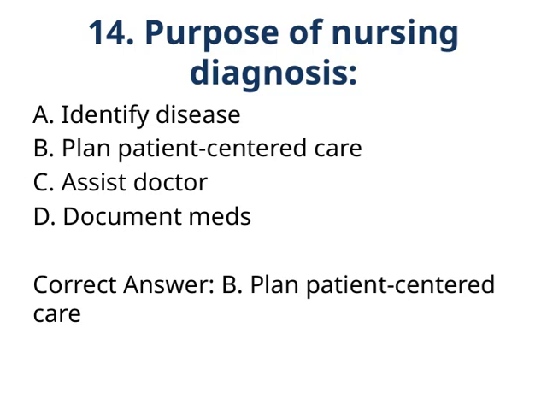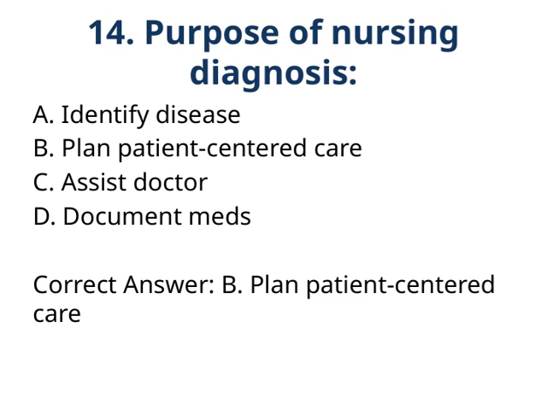On this slide, we see 4 options: A. Identify disease, B. Plan patient-centered care, C. Assist doctor, and D. Document meds. The correct answer here is B, to plan patient-centered care. Why is that so important?